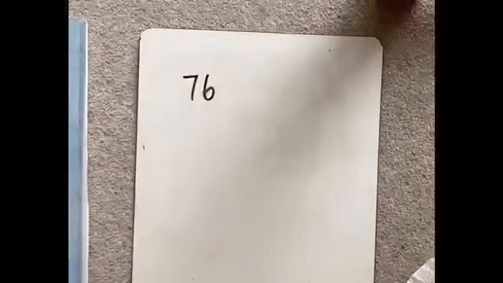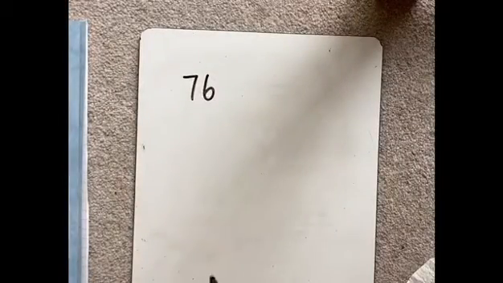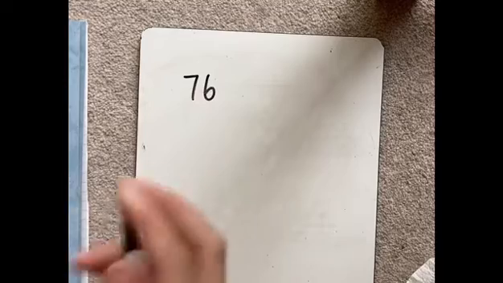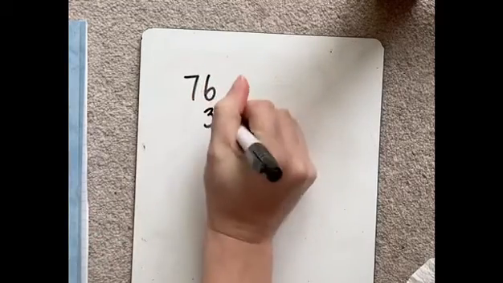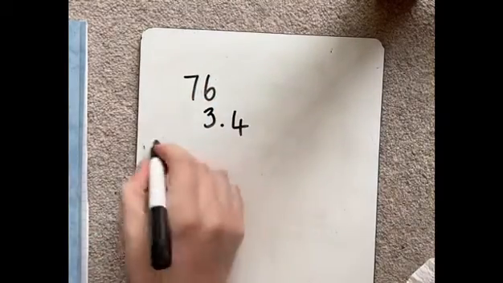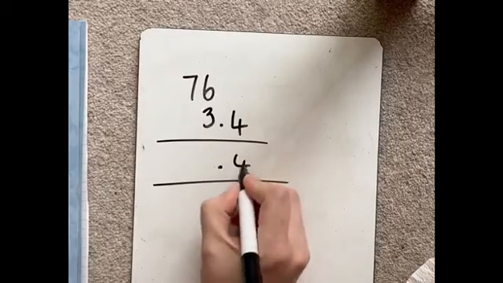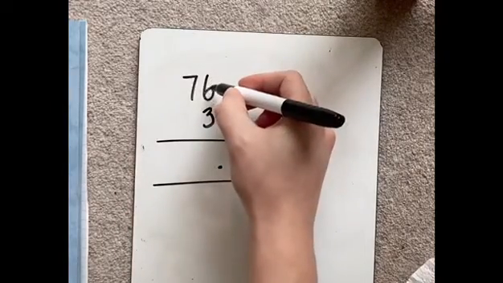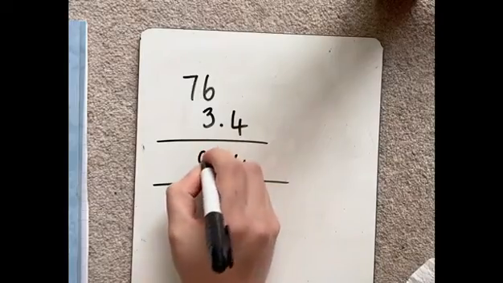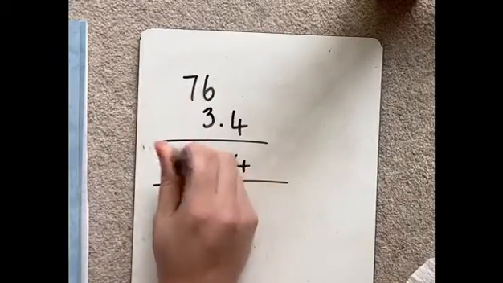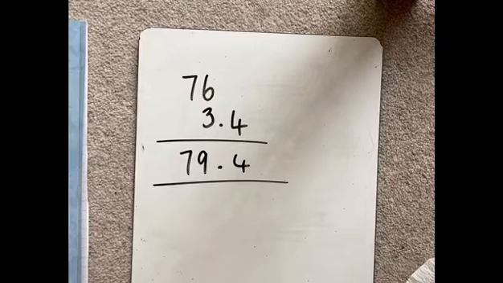Then you had 76 add 3.4. So this is kind of testing your place value knowledge really about where you put those numbers in the column method. So the 3 should have gone underneath the 6, and then your decimal point with the 4. So we know our answer is going to have 0.4. 6 add 3 is 9. 7 add nothing is 7. So you should have had 79.4.